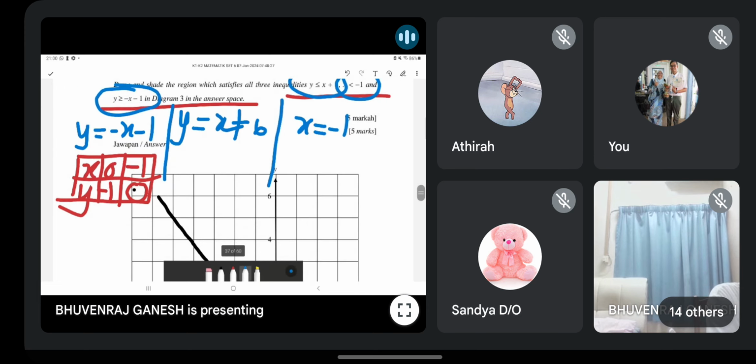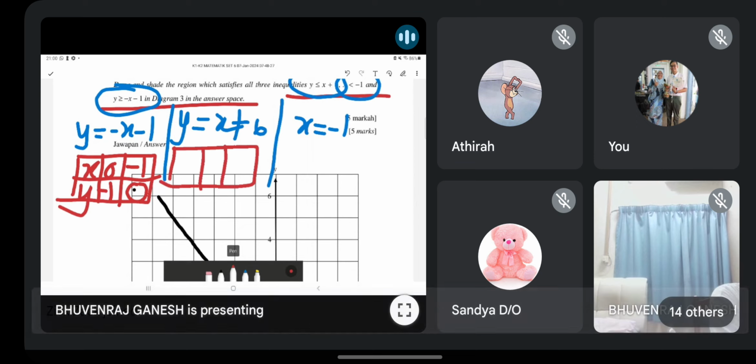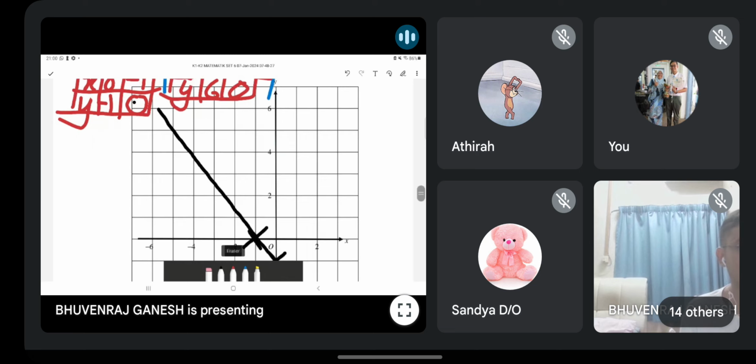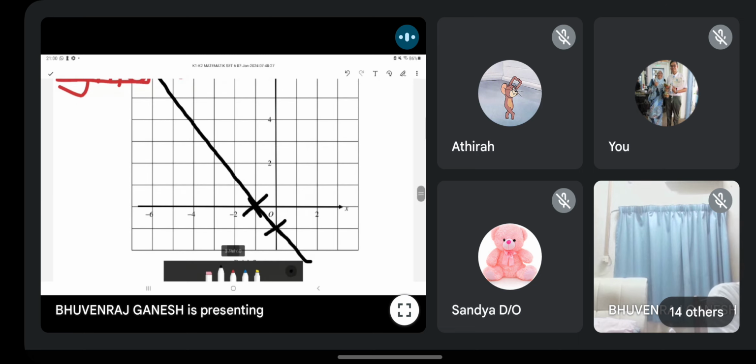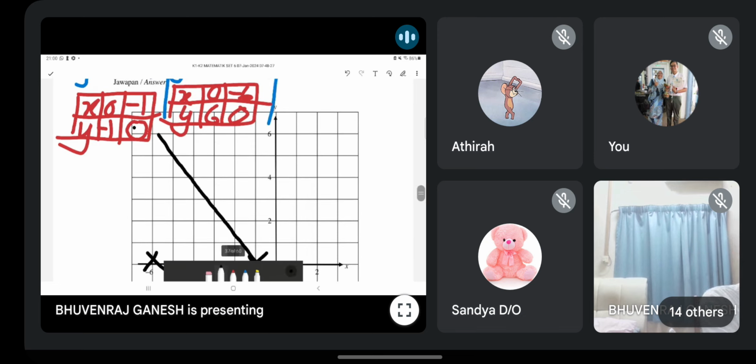Okay, next one. So guys, untuk persamaan macam ni, what do we do? Again, same method, x, y. X sama dengan kosong, y sama dengan 6. Y sama dengan kosong, x sama dengan negatif 6. So you can plot. Okay, 0, 6, negatif 6, 0. Okay, lukis garis.